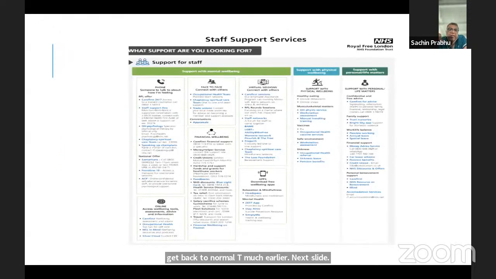Okay, this is the support that we offer in our hospital. They're all free. Again, if somebody wants, I can give it. Some people use it, some people don't. But it's very confidential as well. Next slide.